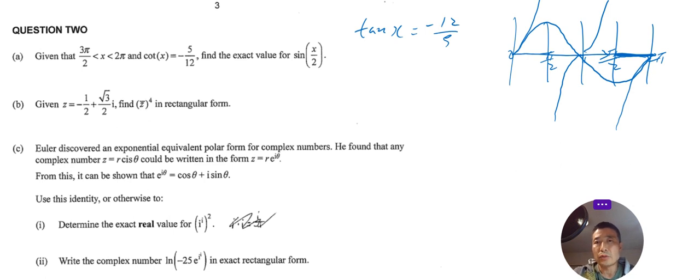So tangent x is negative 12 over 5. Then I can draw this. So the angle is in between 3 pi over 2 and 2 pi. That means fourth quadrant, isn't it? So I can draw a triangle like this. So that's x, and tangent x is minus 12 over 5. That means this is 12 and the y value is negative 5, right?